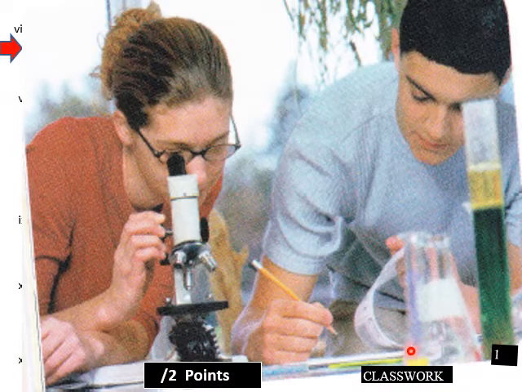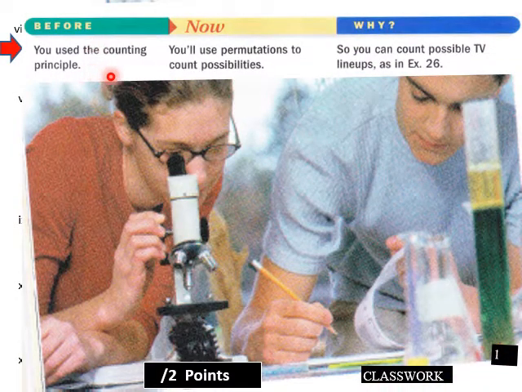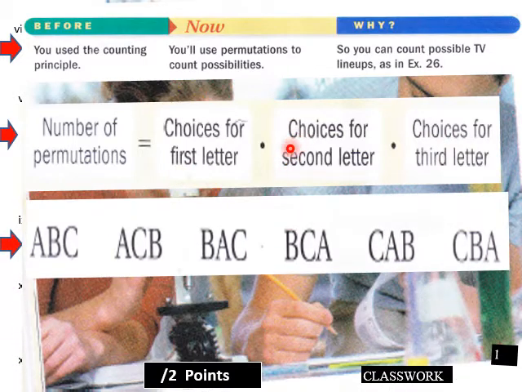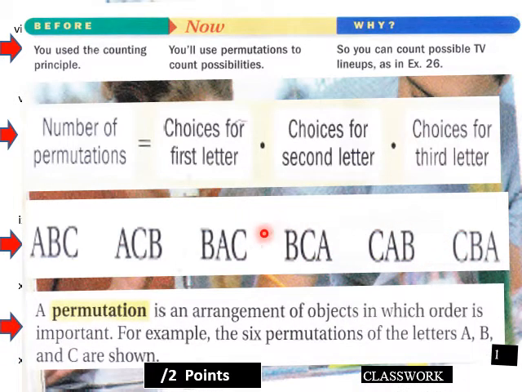Hey everybody, let's get into our classwork, page 1. You use the counting principle. You'll use permutations to count possibilities. Number of permutations equals choices for first letter times choices for second letter times choices for third letter. So here is an example of the number of permutations of ABC. We have choices of first letter, second letter, third letter, and then we come up with these permutations of ABC: ACB, BAC, BCA, CAB, CBA. So how do we figure that out mathematically?